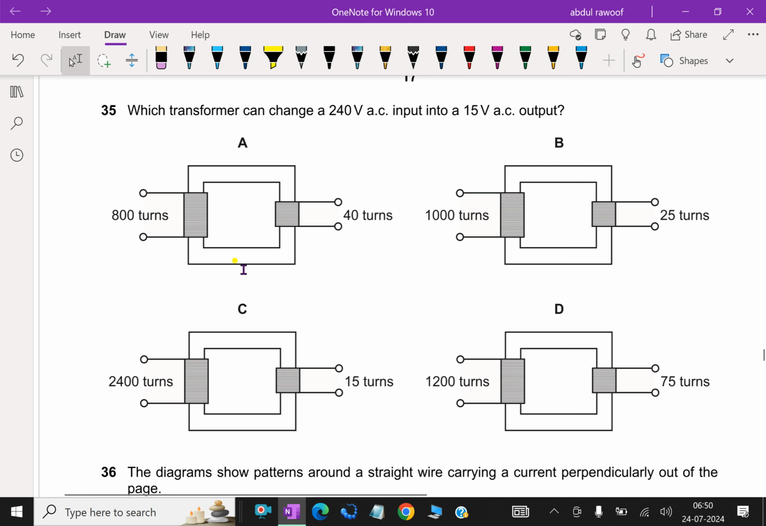Next question. Look at here. Which transformer can change 220 volt AC input to 15 volt AC output? So here the transformer formula is V1 by V2 equal to N1 by N2, the number of turns in the circuit. Here V1 by V2 is 240 by 15, which is 16 times. Here it is 16. Which option gives a 16 ratio of N1 by N2?